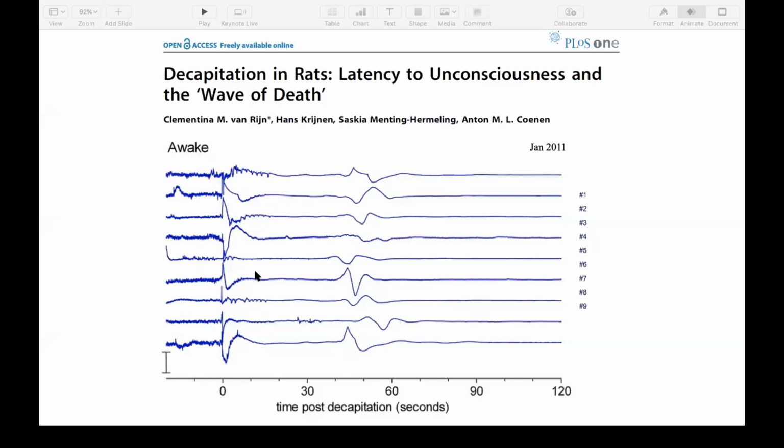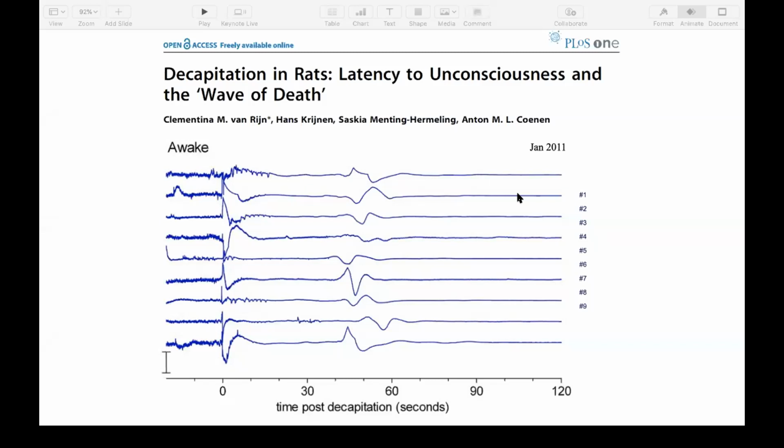Similar timescales to human, I think. But then after about 40 to 50 seconds, there is a huge wave, which was called the wave of death by these authors. And thereafter, there's electrical silence again. Now, at the time, there was a lot of speculation about this wave. But the interpretation is relatively straightforward.